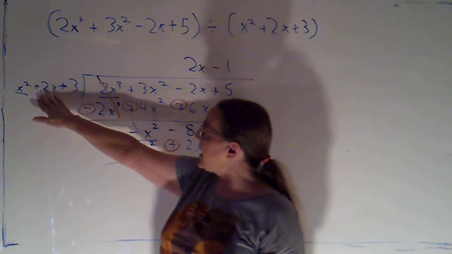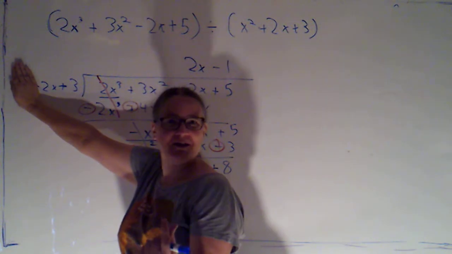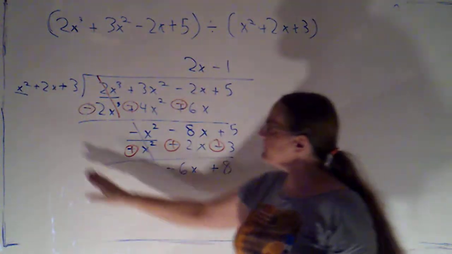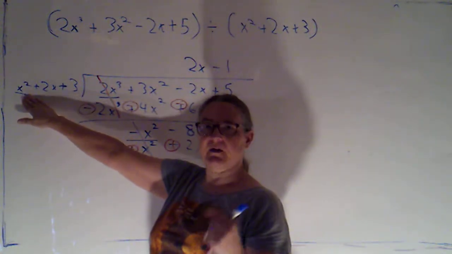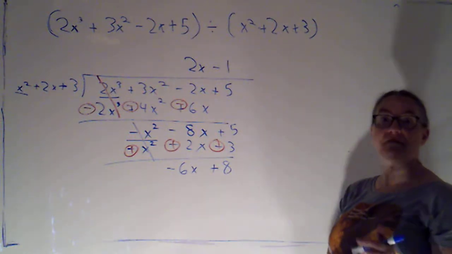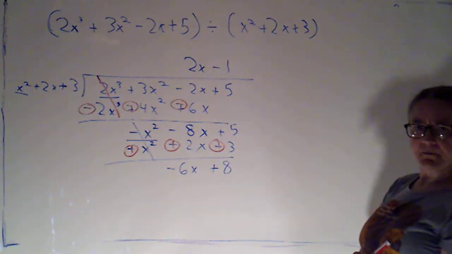Now, if what's outside here was linear, so that it was degree 1, our remainder would have to be degree 0. It would be just a number. But if you're dividing by something that's degree 2 or higher, it's entirely possible that your remainder will have some x's in it. So what do we do with that remainder?